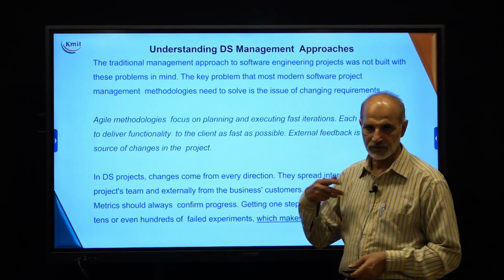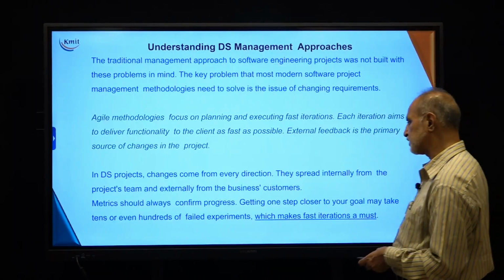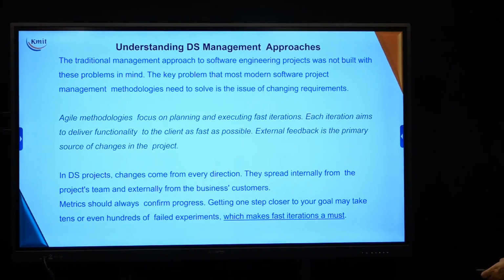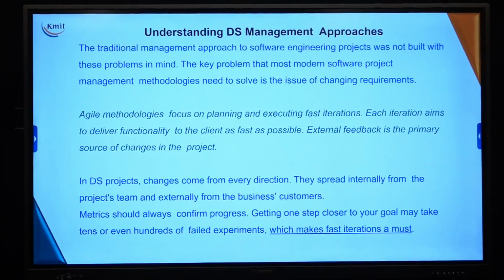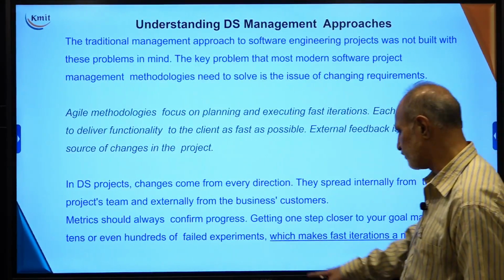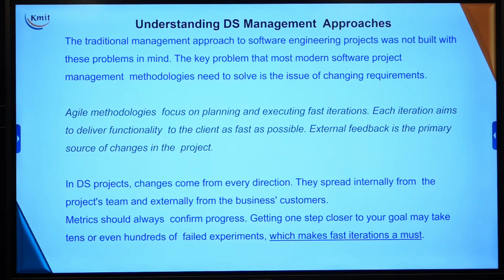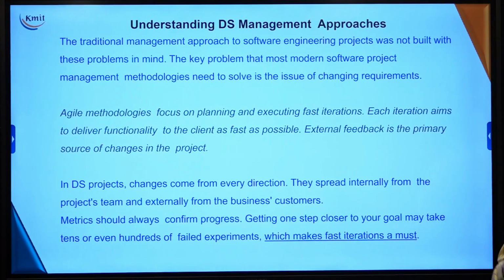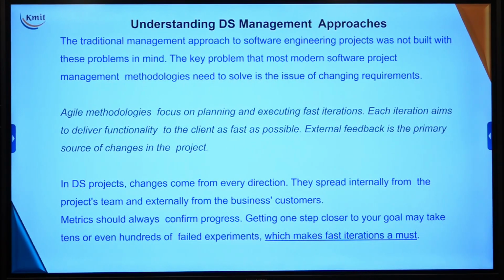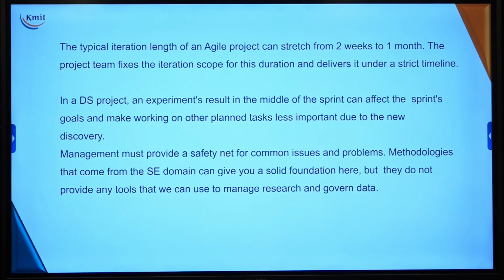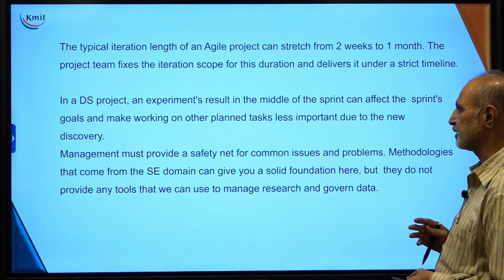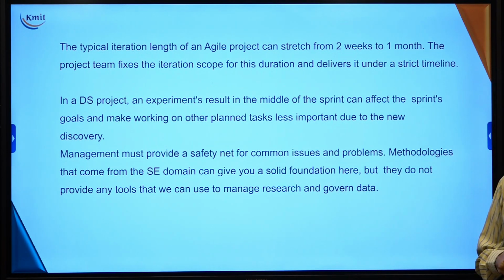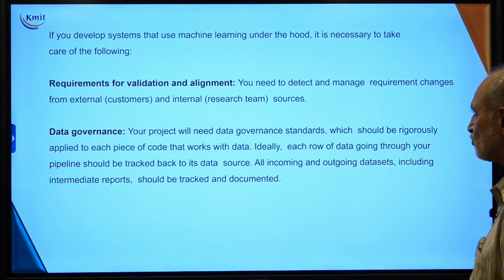So I have to have a good measure of the metric performance, and it keeps confirming the progress. Getting one step closer to your goal may take 10 or hundreds of failed experiments, which makes fast iteration a must. So failures are there, you redeploy the model and try again, and this is how it will go. A typical iteration length of an agile project can stretch from 2 weeks to maybe 1 month, and that is one of the reasons that data science projects take a lot of time.